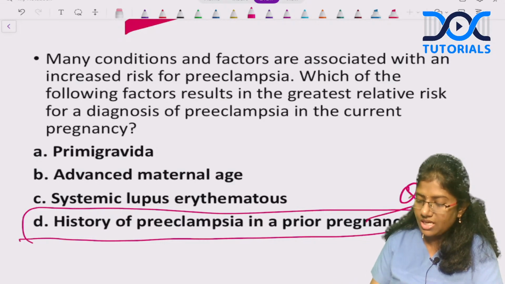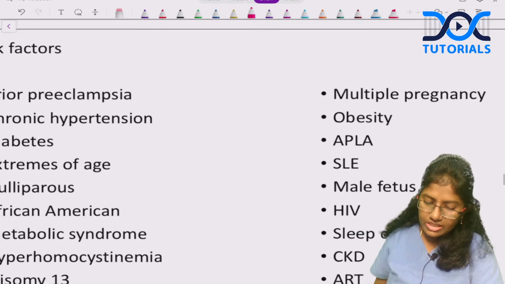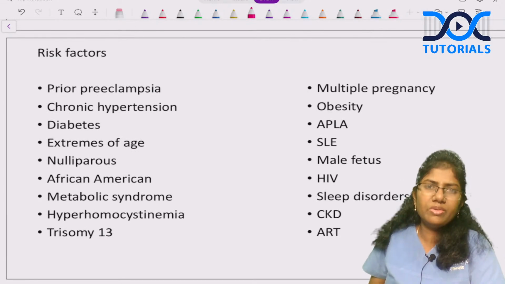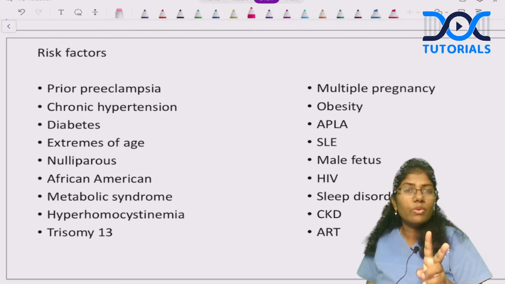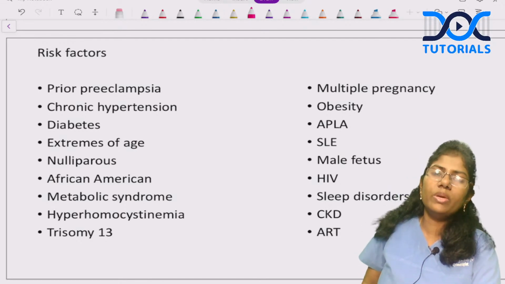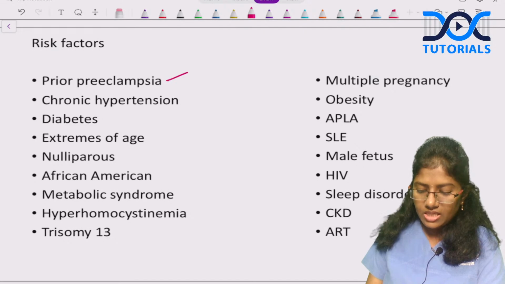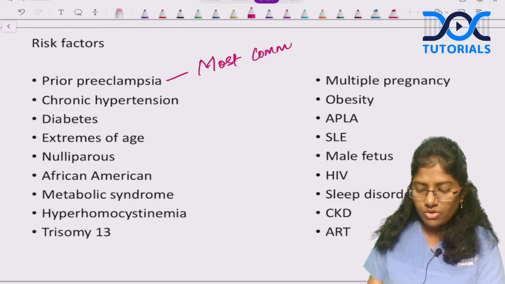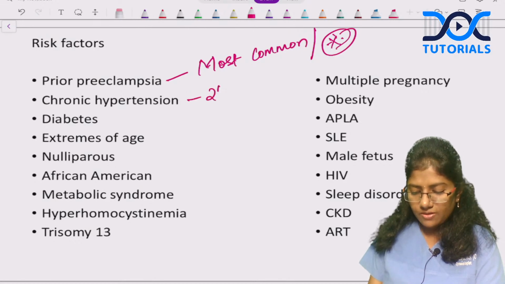Very, very important MCQ. Now I request you to learn this list. Though the list looks bigger, I want you to remember this, because even in the recent INI-CET exam, we've had two questions from this topic, hypertension complicating pregnancy. This is a very, very important topic owing to the complications associated with it. So, risk factors. Prior preeclampsia is the most important and the most common risk factor, and chronic hypertension is the second most important.